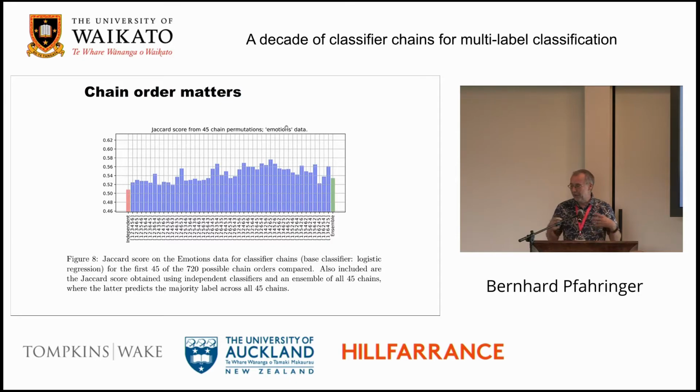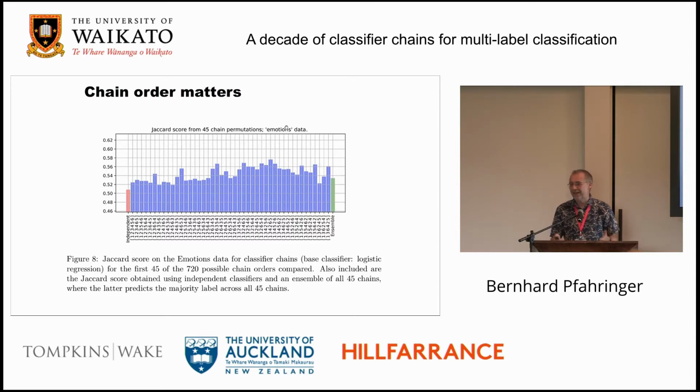Now, how do you choose the order? Well, different orders give you a different performance. So this is a 6-label problem, 720 permutations, only listed 45 of them, different performances. The red bit is doing everything in isolation, every single label. That's the worst result. On the right-hand side, you average everything. You have an ensemble of those 45, not the 720, just the 45. You see the green is not the best solution, but it's a robust solution, and it's better than the red.